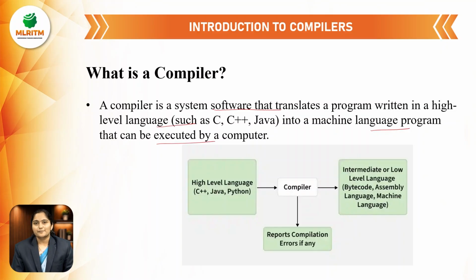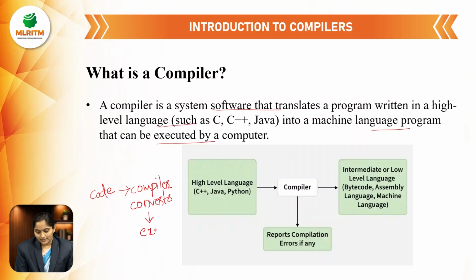Imagine two people speaking in two different languages. One person speaks Telugu and the other speaks Hindi. They can't communicate or understand each other directly, so they need a translator. The translator listens to the first person, translates the language, and explains it to the other person. Here, the compiler acts as a translator between the programmer and the computer. The programmer writes the code, the compiler converts it, and the computer executes it.